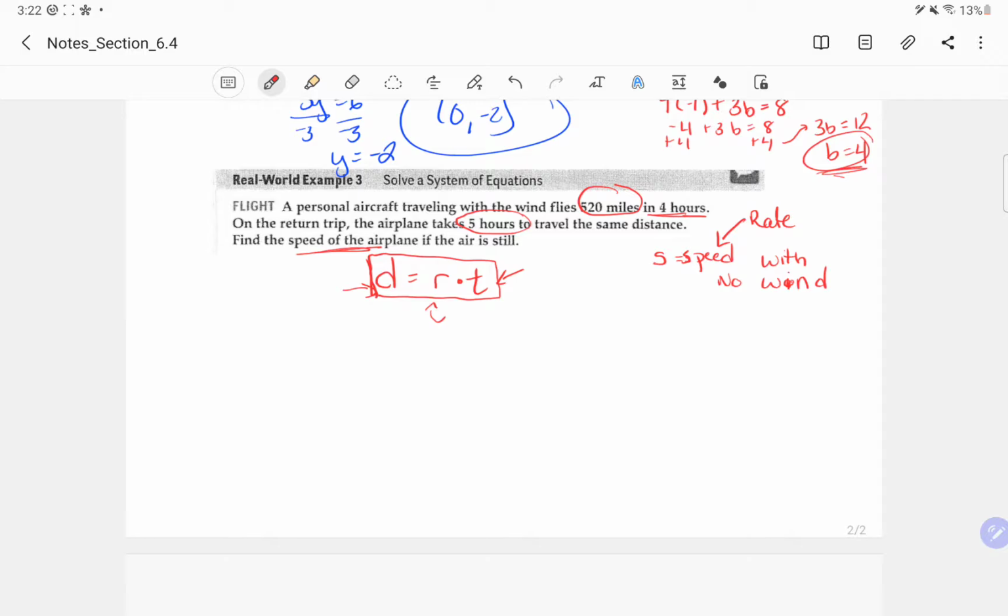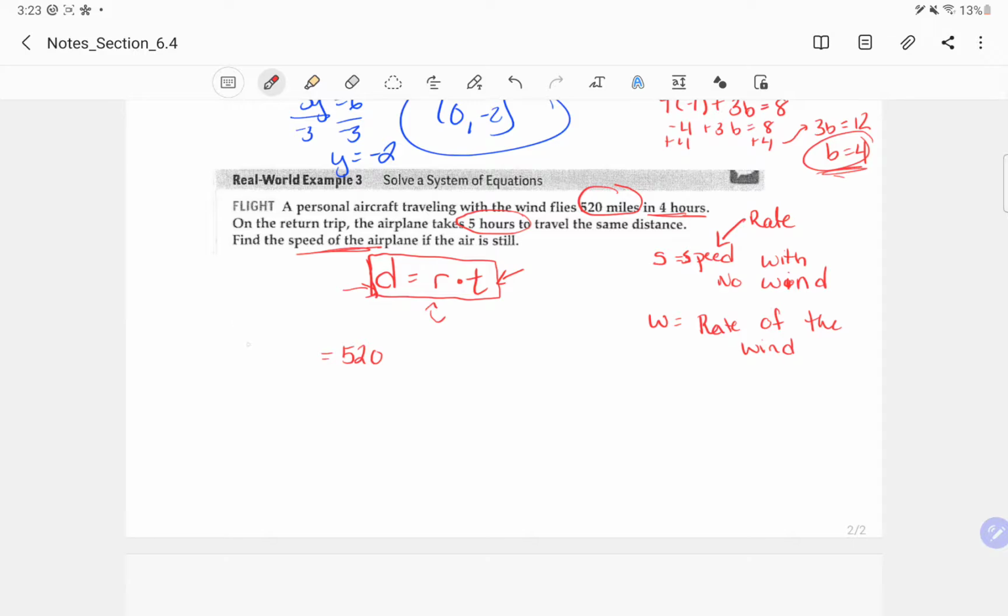So we have our rate with no wind, and then we're going to have our rate of the wind, or the speed of the wind, which we don't know what the speed of the wind is in this situation. We just know at one point we were traveling with it, and one point we were traveling against it, okay? So we're going to give that the other variable, which is going to be the rate or speed of the wind, W, okay?